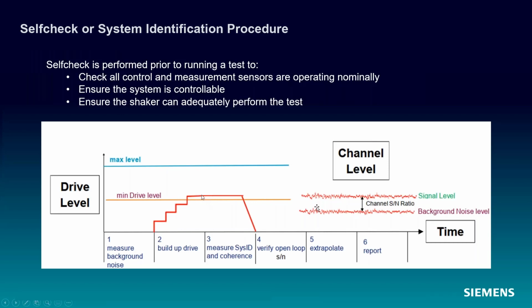And what we're doing here is looking at this signal to noise ratio. Okay, and that's programmed in the software. We want to have a drive level that meets or exceeds our minimum signal to noise ratio. Once we get to that level, we start to measure the system ID, i.e. we start to take averages here of this self-check drive, and that's used to calculate our transfer function and also coherence.